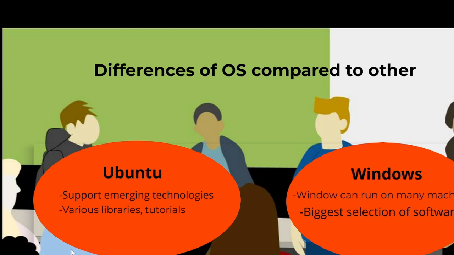For Windows, Windows can run on any machine compared to some like Mac that runs only on specific machines. Without a doubt, Windows has the biggest selection of software available for its platform than any other operating system. The benefit of this is that users get to choose from a wider variety of options. This creates healthy competition, where software developers really must push boundaries to produce the best program possible.